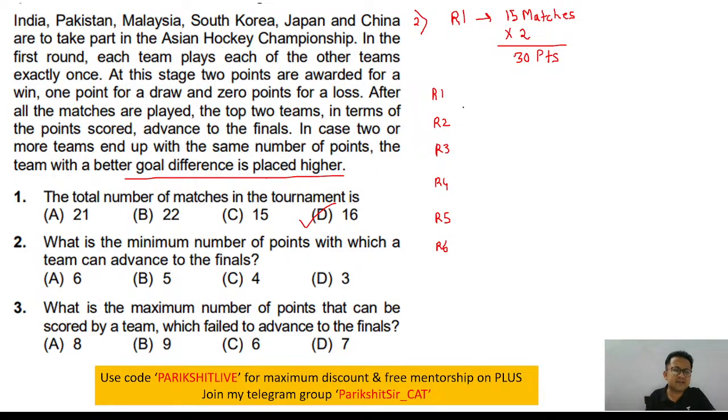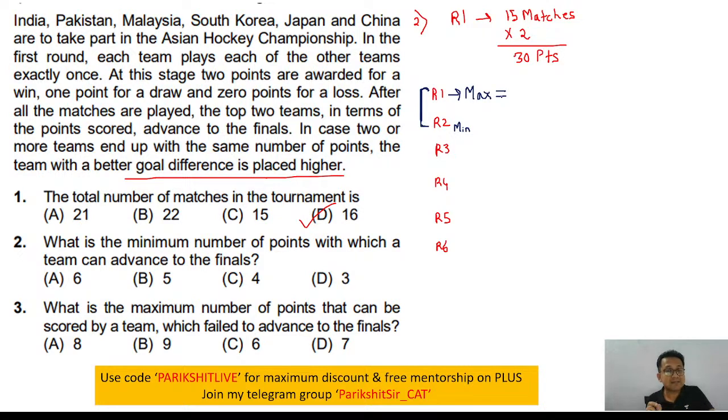So let's say these are the two teams that go to the finals, the top two. And in the top two, I'm trying to minimize rank number two. Why? Rank one will be maximum. Now, first thing: if rank two has to be minimum, rank one has to be maximum.